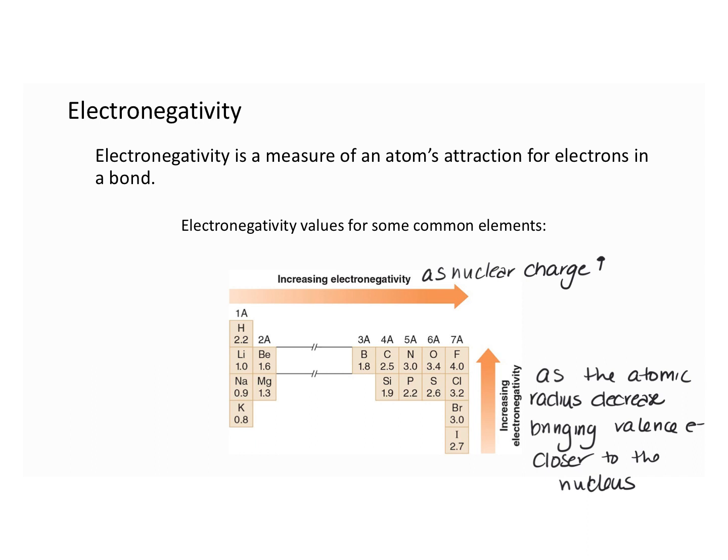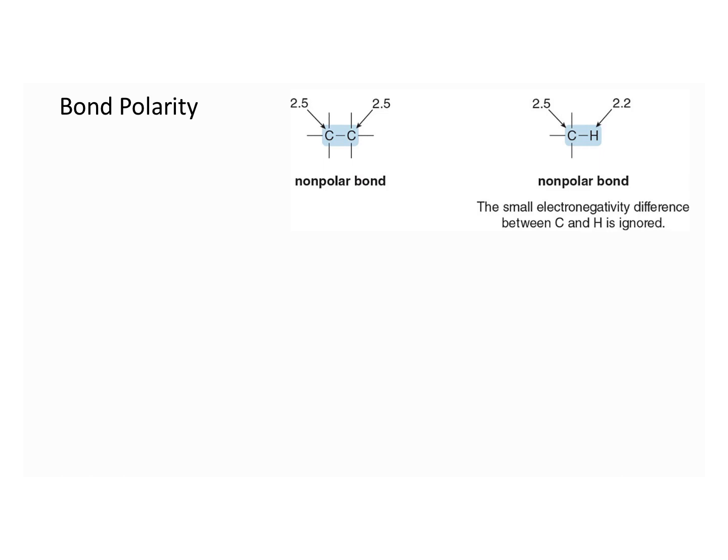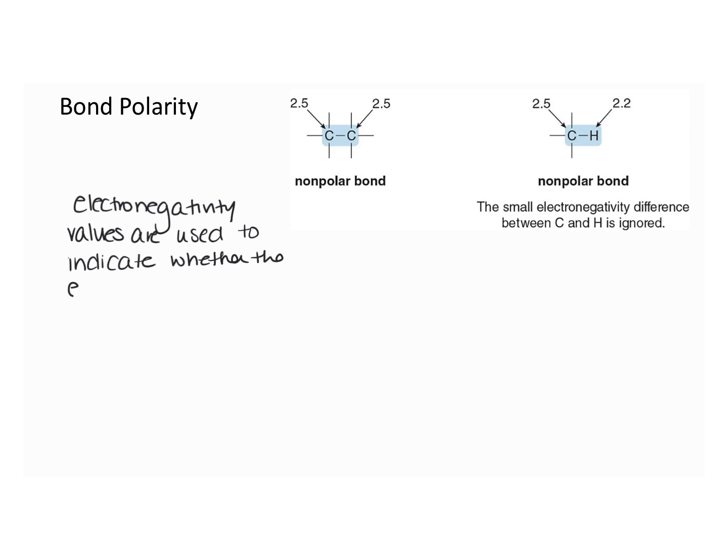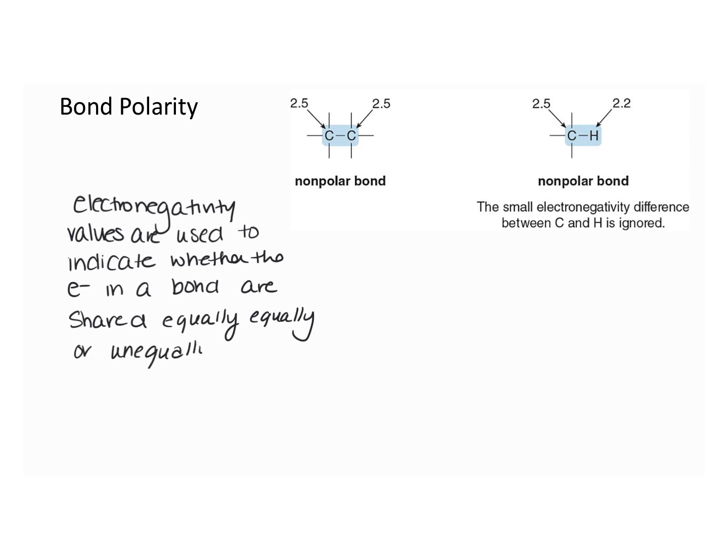Okay, and so let's talk about bond polarity. So basically what we see is that electronegativity values are used to indicate whether the electrons in a bond are shared equally, and remember, when those electrons are shared equally, that's a nonpolar bond, or unequally, which would be a polar bond between atoms.